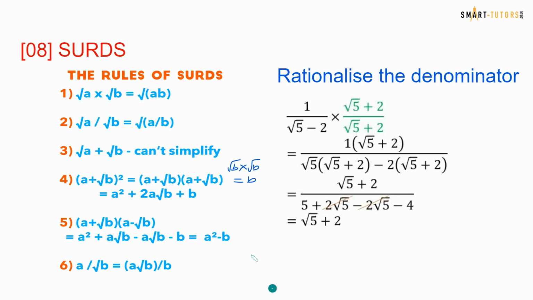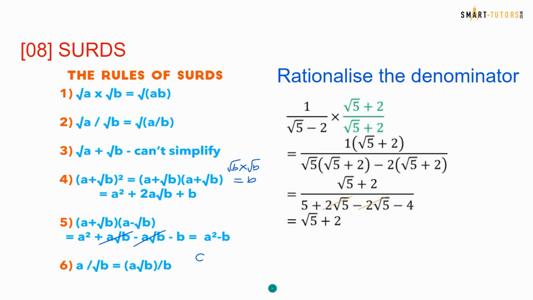A plus root b, a minus root b. So a times a is a squared, a times root b is a root b, then minus a root b, then root b times minus root b is minus b. So these both cancel, so a squared minus b.